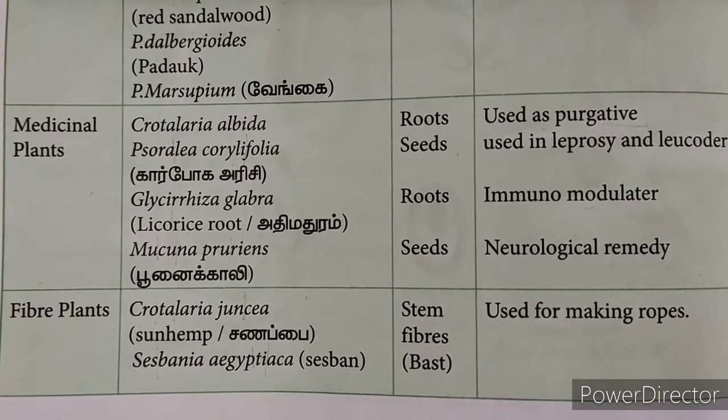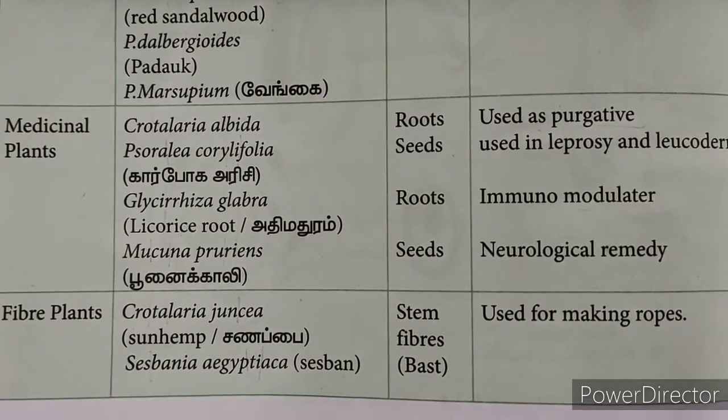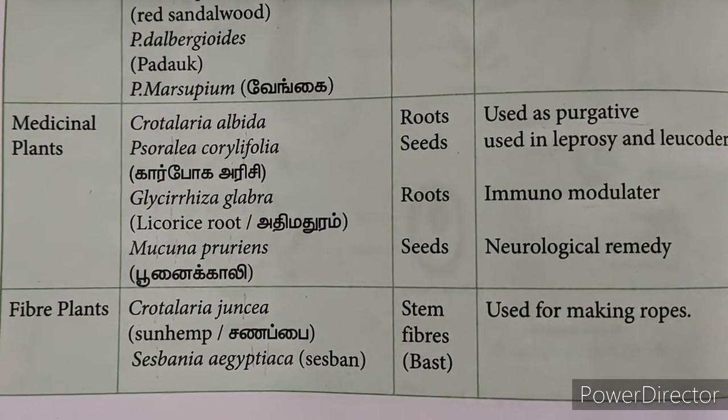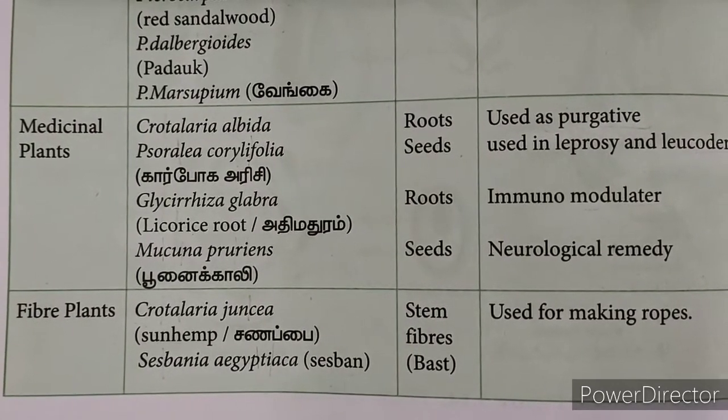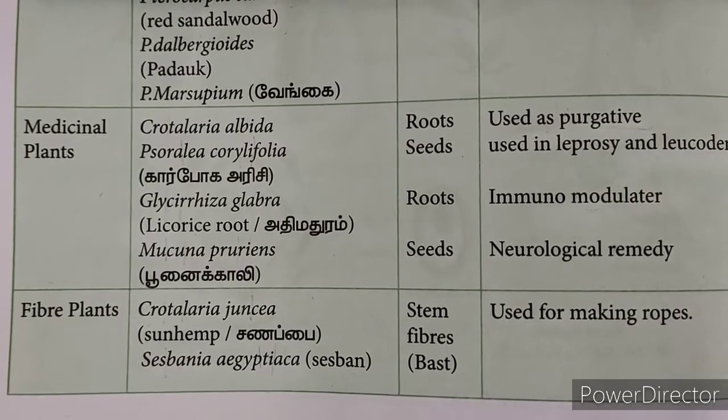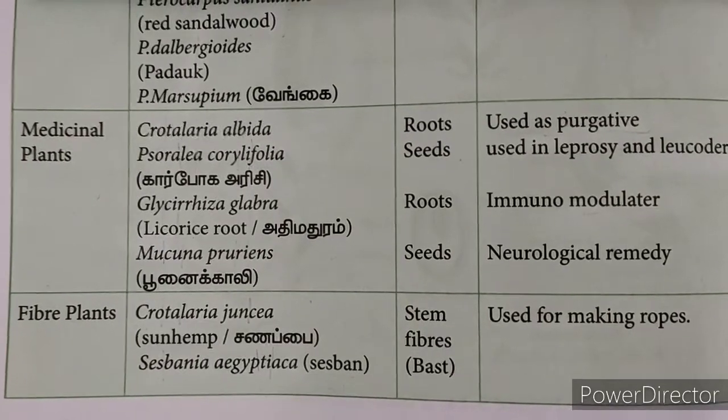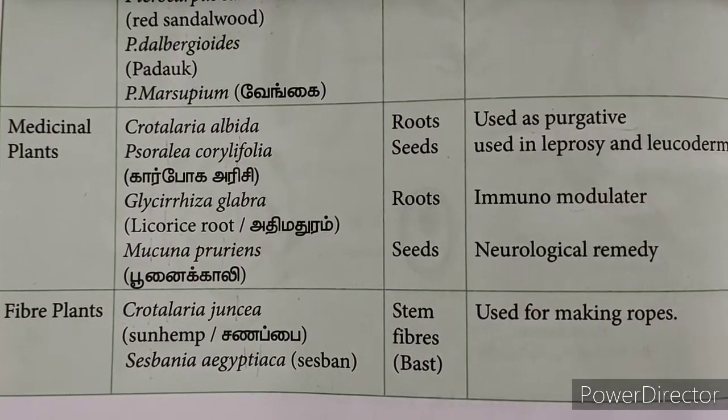From this topic they can ask you to write a few medicinal plants of the family Fabaceae, or food plants, or they can ask the binomials of pulses. So as one word, two mark and three mark questions they can ask.